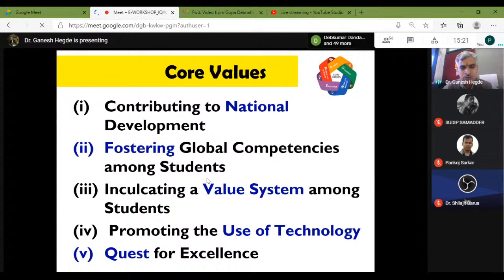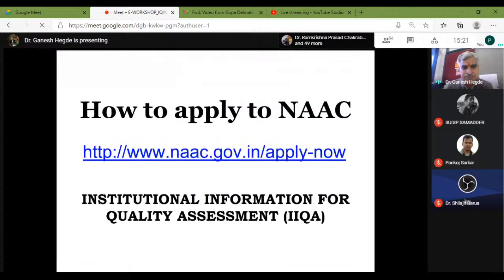Use of technology, NAAC has promoted this one due to this pandemic situation. Many teachers have switched over to the use of technology. Inculcating the value system is also one of the major concerns of NAAC. What we would like to share with you here is that through these core values, NAAC would like to propagate good higher education institutions in the country.